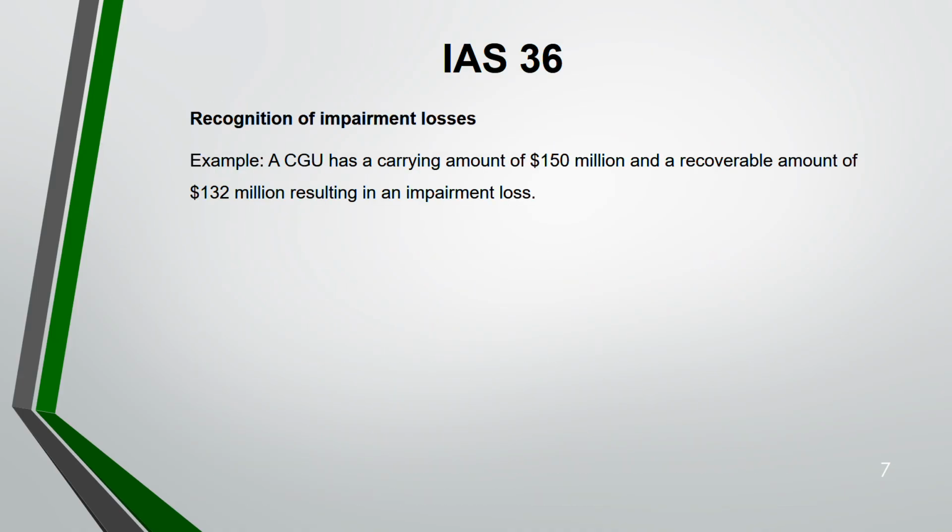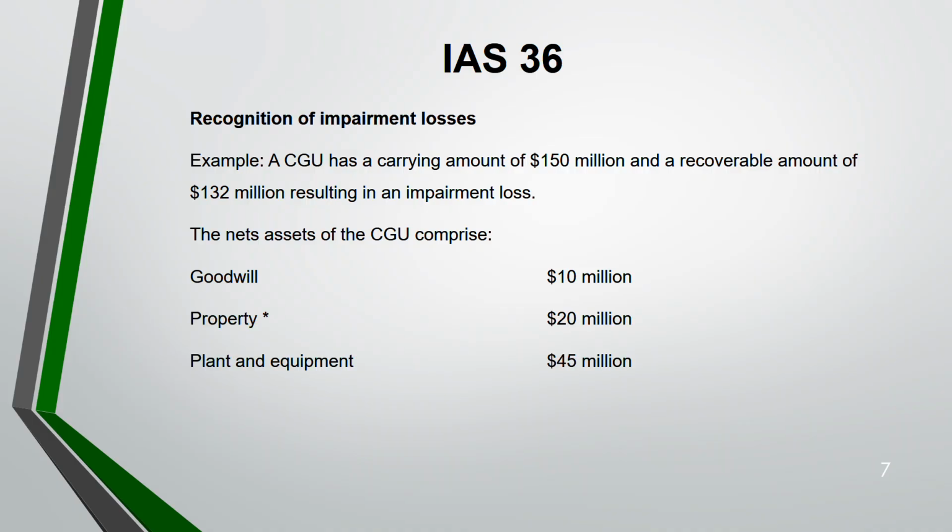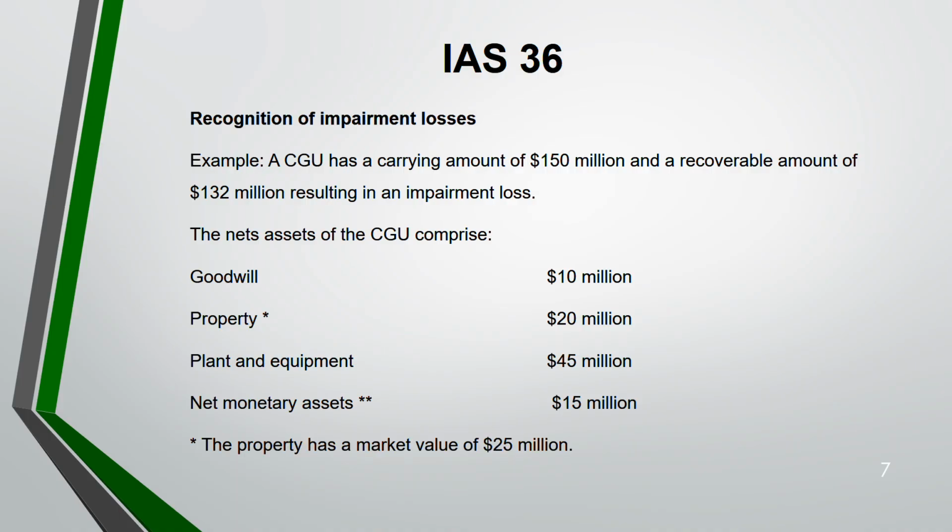Now, example, your CGU has a carrying amount of 150, recoverable amount is 132. So clearly you know the difference is the loss because carrying amount is more. So there has been impairment loss of 18 million. Okay, these are the net assets. Goodwill 10 million, property 20 million, plant and equipment 45, and net monetary asset 15. There are asterisk marks next to property. Property has a market value of 25 million. So cost is 20, market value is 25. And your net monetary asset will be realized in full. This is the question. Now the solution.